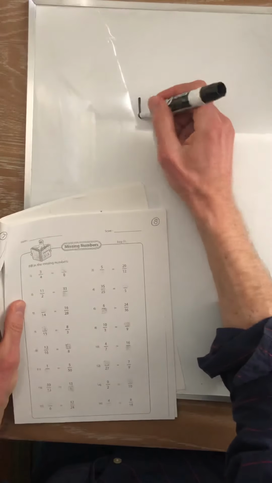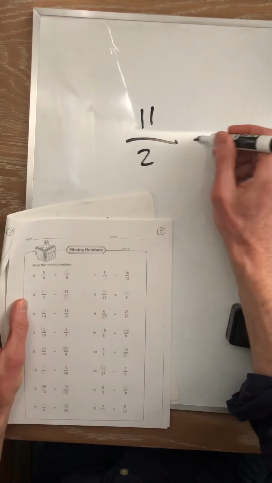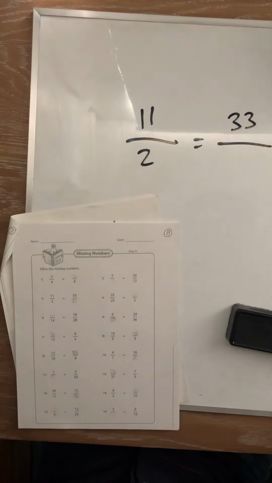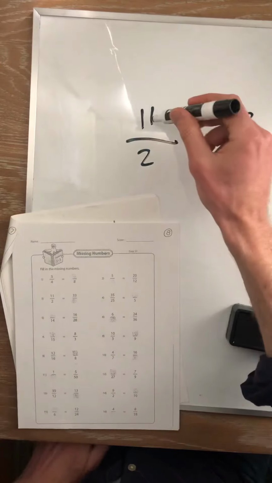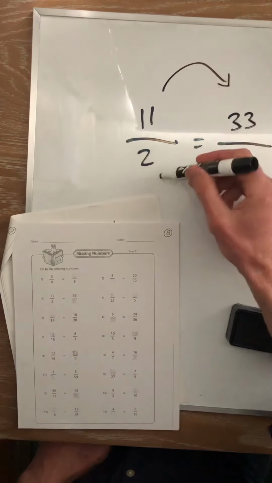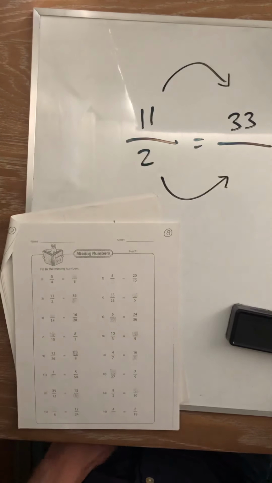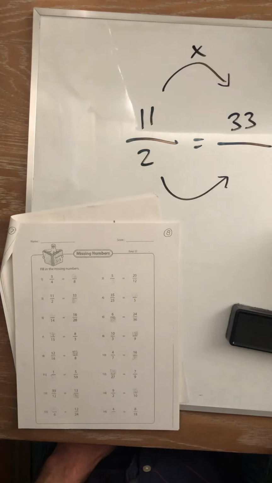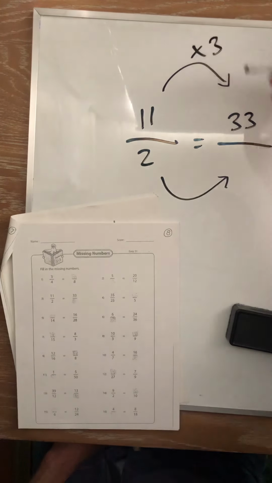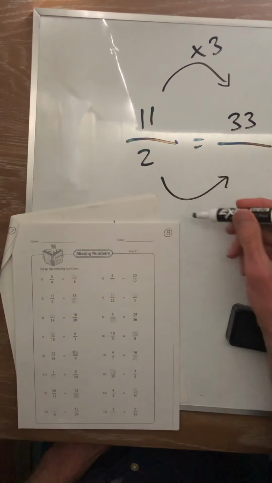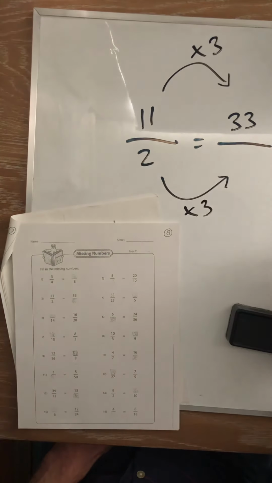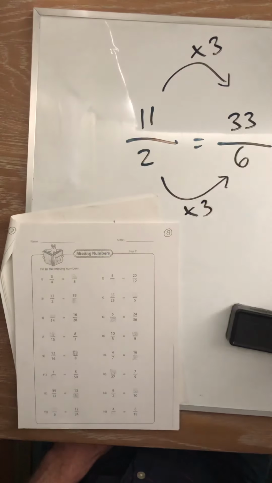Number 3 is 11 halves equals 33 blank. Well, how did I go from the 11 to 33? Because whatever I did up top, I'm going to do the bottom. 11 times what is 33? Well, 10 times 3 is 30. 11 times 3 is 33. It's times 3. So once you figure that out, then it's easy. What I do the top, I do the bottom. What I do the bottom, I do the top. So what's 2 times 3? It's 6. So 11 halves is 33/6.